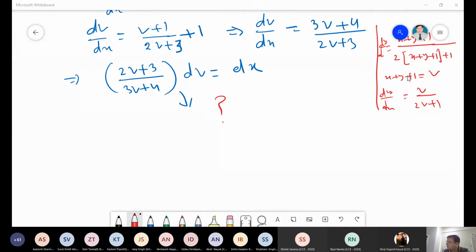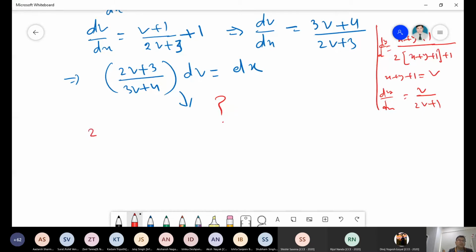Okay, please tell me the answer. I'm writing the answer here. So 2 by 3v minus 3 by 9 log of 3v plus 4 is equal to x plus c. Okay, in terms of v and x, you are saying the answer, no? Yes, sir. Fine. Okay, in terms of v, we have the answer here. Yes, you are right.